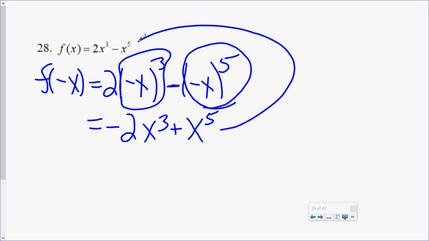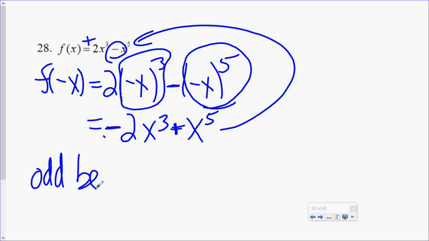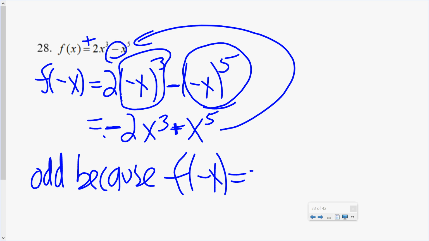I compare this to the original. If it's exactly the same, it's even. Is it exactly the same? No. If all the signs are opposite, it's odd. Are all the signs opposite? Well, a positive became a negative. A minus became a plus. So yes, it's odd because f of negative x equals negative f of x. This means when I sub in negative x, all the signs of f of x changed.